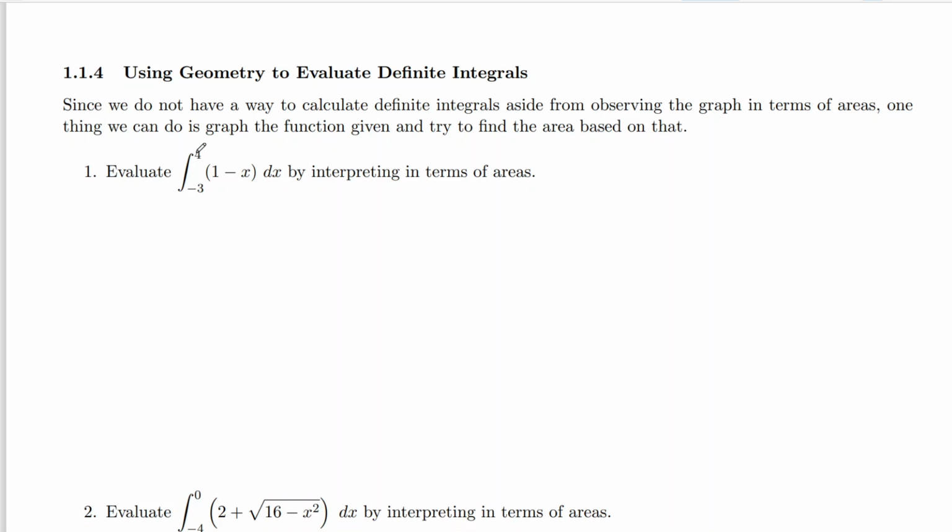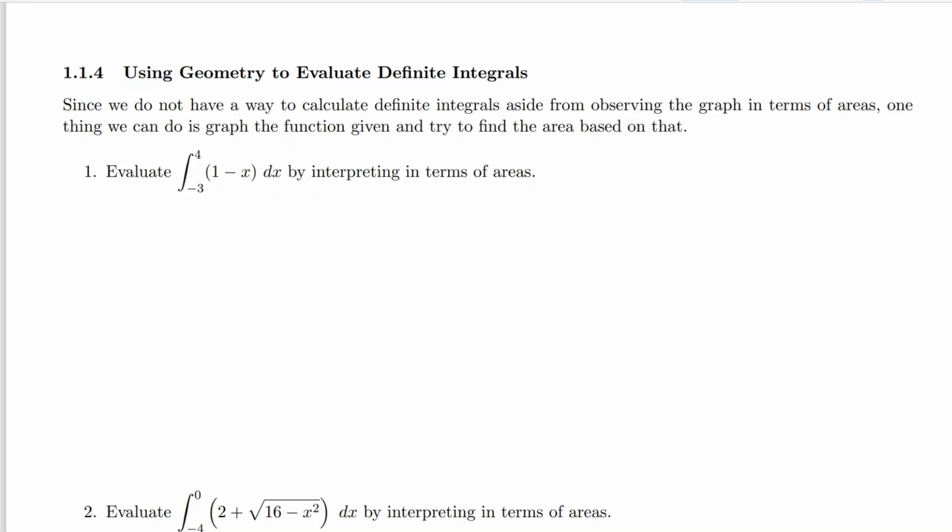We would look at it from -3 to 4 and look at it in terms of shapes that we know how to find the area of, which is pretty much on a graph going to be things related to circles, triangles, and rectangles. Pretty much nothing else is going to naturally pop up as far as a graph goes. So keep that in mind.